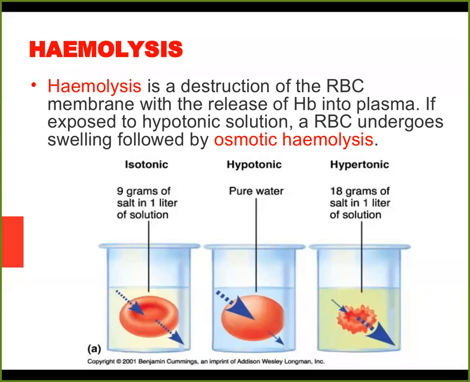That's why osmotic pressure, the amount of ions in blood, is very important. In a hypertonic solution it doesn't lead to hemolysis, it leads to shrinking of red blood cells.